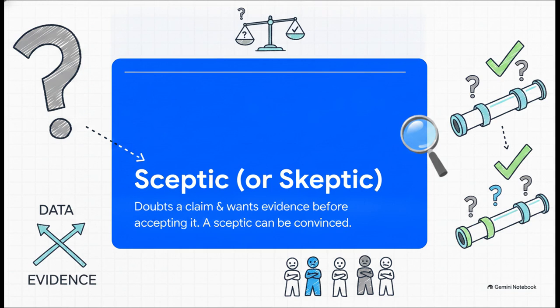A skeptic is someone who doubts a claim and wants to see hard evidence before accepting it. And this is absolutely crucial. A skeptic is not a cynic. A cynic just expects the worst, but a skeptic, they can absolutely be convinced if your data is good. So in a meeting, you might say, the skeptics were not entirely wrong to resist the new pipeline, or, you need to provide rock-solid metrics to win over a true skeptic.